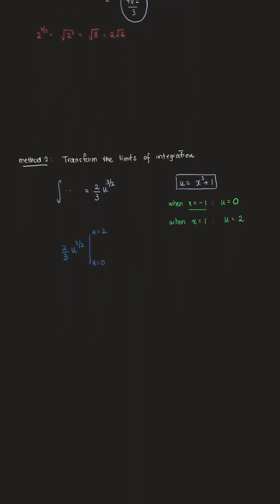And since we have transformed our limits of integration, we never have to substitute back in terms of x. So now we can just finish applying the fundamental theorem of calculus. So this was our transformation of the limits of integration. So this will give us 2/3 times 2 to the 3/2 minus 2/3 times 0 to the 3/2. And that's going to give us the same answer as above, right? 4 root 2 over 3. This is 0, and this is the expression that we've already evaluated.